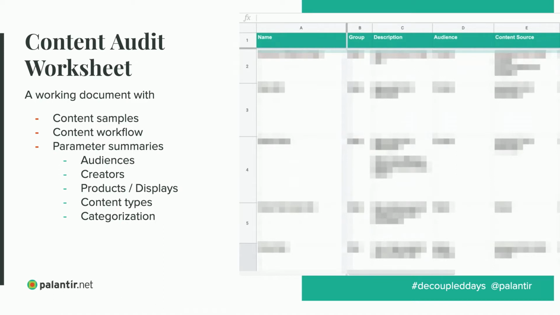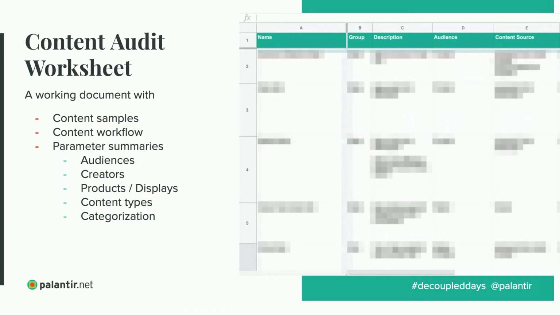And we used this as a working document throughout the project to go back and reference, like, okay, what was that again? What is the example content that I can use? That sort of thing. So they provided content samples, which were very important. We had a sheet on content workflow to understand how their editorial process worked. This is mostly an editorial-focused engagement.